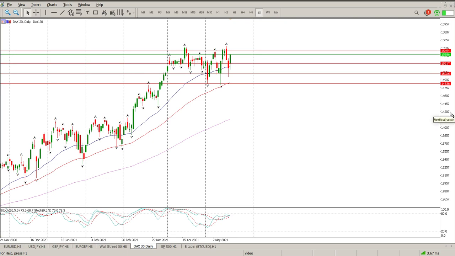So, for all intents and purposes, we're still sideways. Two massive days down and another massive day up. And just look at the last couple of days. It's been big moves to the up and then big moves to the downside.